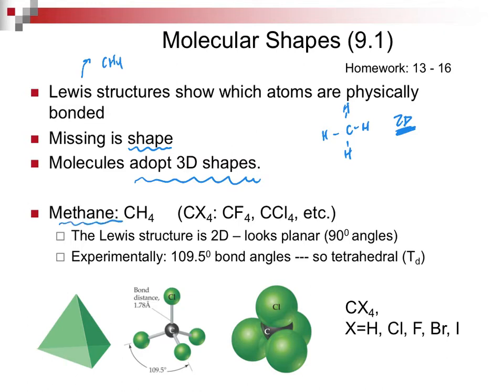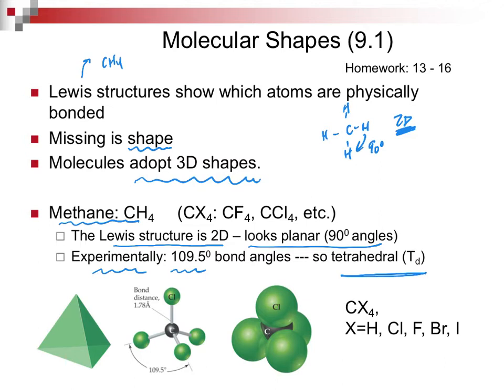So I already drew methane, CH4, and for whatever reason, your textbook did not do methane. If I draw it flat, the Lewis structure is 2D, and it looks very planar with 90-degree angles between the hydrogen, carbon, hydrogen. All the bonds look equal. But when they ran experiments on the crystal structure, what they found were bond angles of 109.5. Always reminds me of a radio station. And so this is called tetrahedral. That's what this section is to teach you about, the different shapes that molecules can adopt.